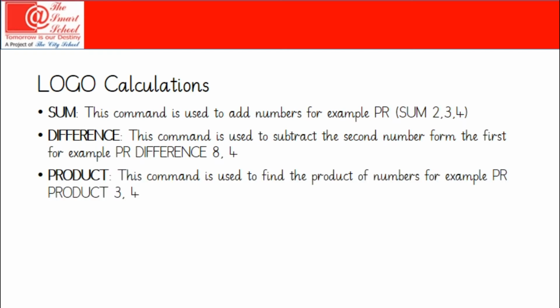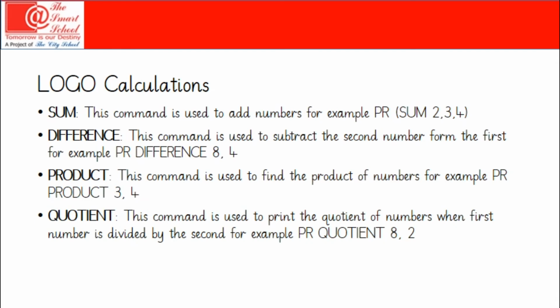Product. This command is used to multiply two numbers. For example, product 3, 4. It will show you 12 as your answer. Quotient is used to divide the first number by the second number. For example, print quotient 8, 2. It will divide 8 by 2 and will show you the answer 4.